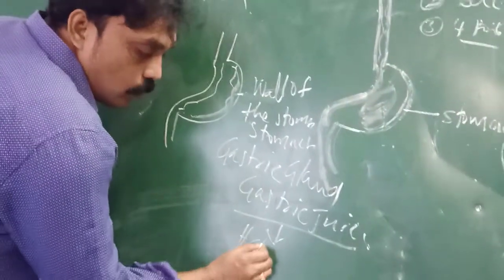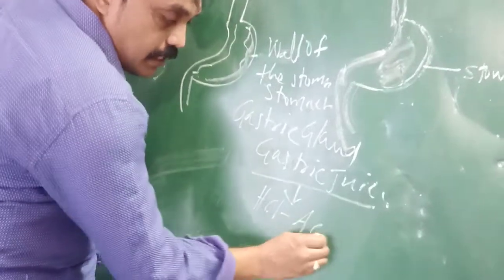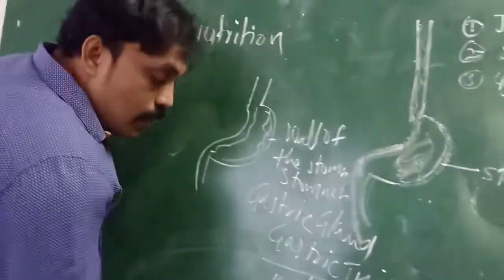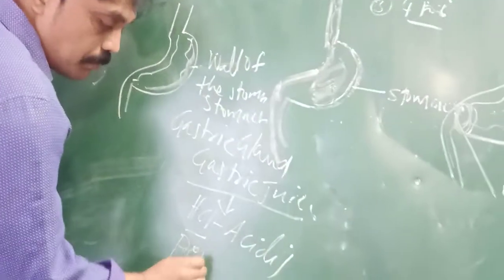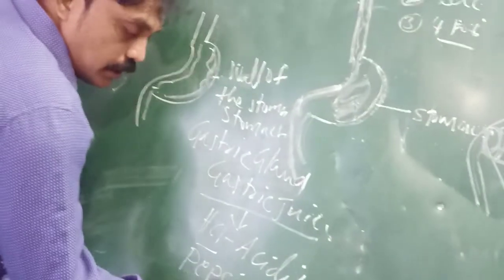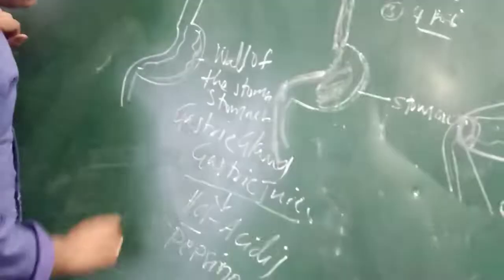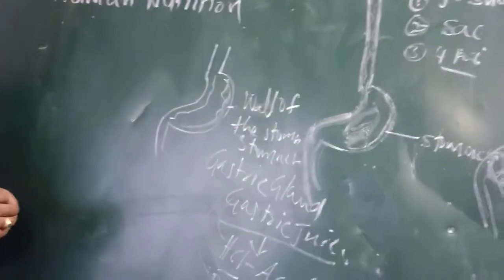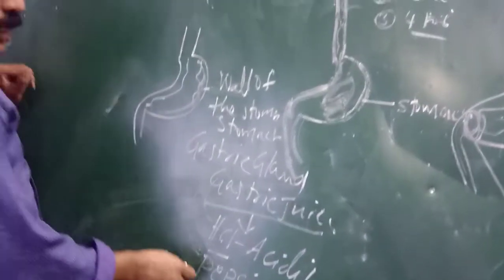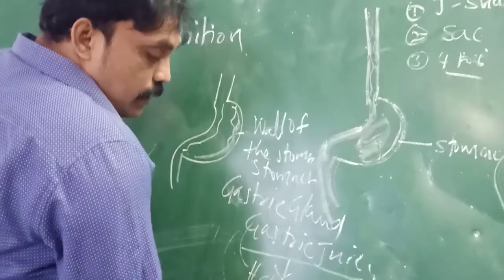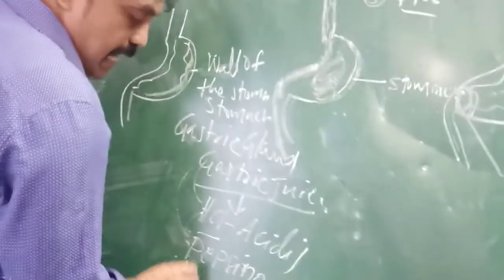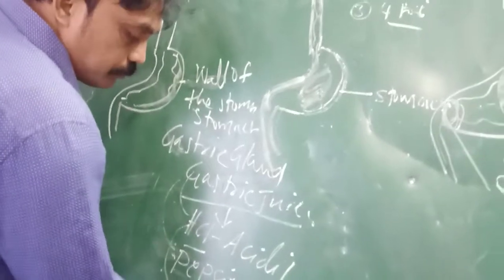The gastric juice contains HCl, hydrochloric acid, which is acidic in nature, and also the enzyme pepsinogen. In the gastric juice, there are enzymes and acid. The acid is HCl, hydrochloric acid, and the enzyme is pepsinogen. When pepsinogen mixes with HCl, it is activated and changes into pepsin.